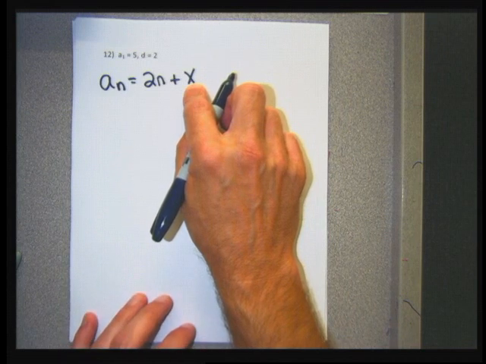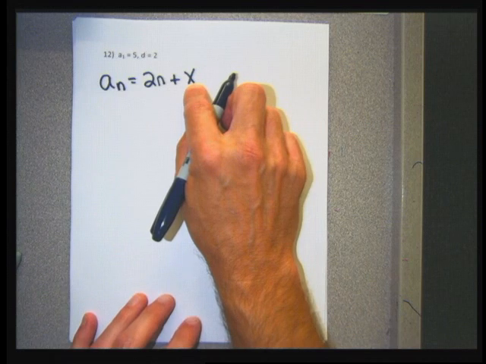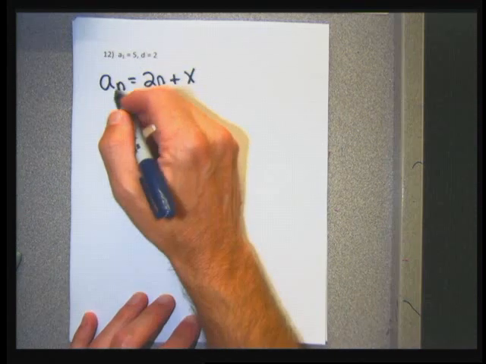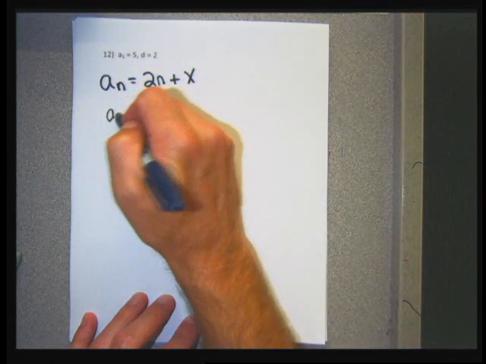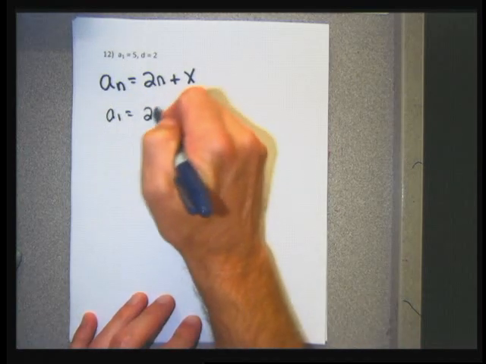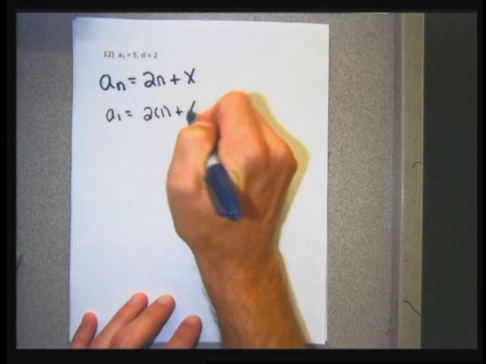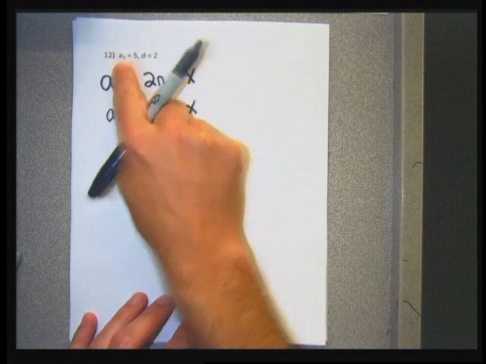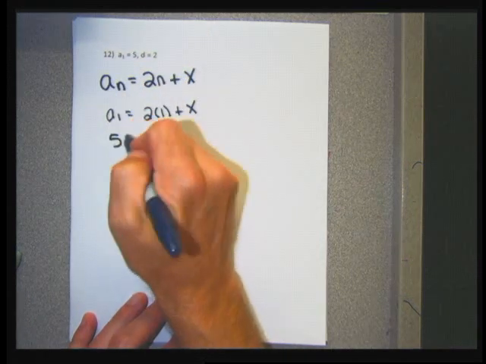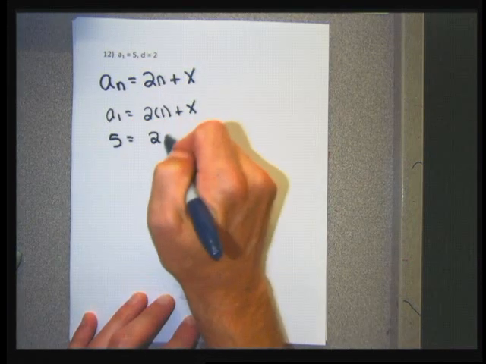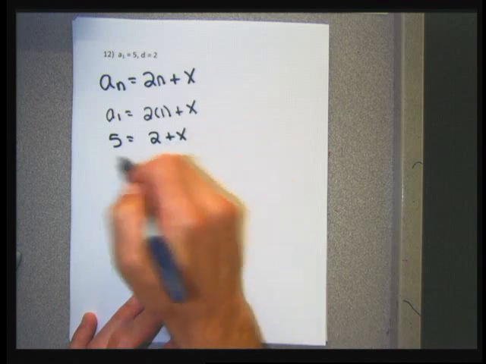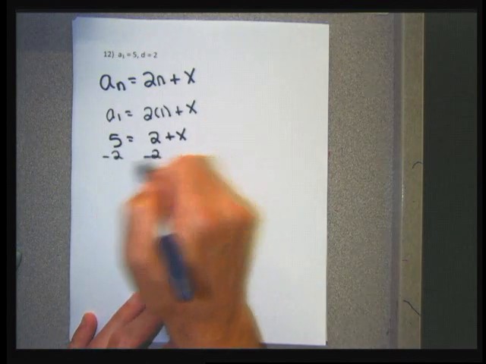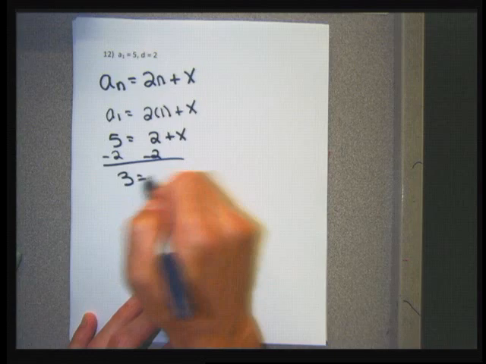But I don't like to just do things in my head, so I'll show you the algebra way to do it. Now I'm going to change the n's to 1. I'm going to go a sub 1 equals 2 times 1 plus x. I'm going to replace the a sub 1 with 5. I get 5 equals 2 times 1, which is 2 plus x. I minus 2 from both sides. And I get 3 equal to x.